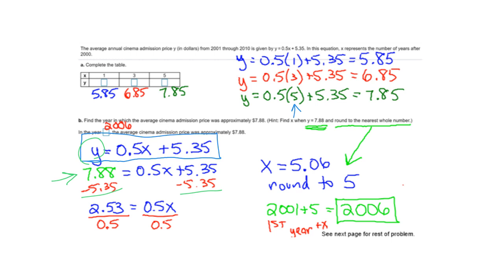But that's not telling me what year. That's telling me how many years after, but not actually which year. And so what I have to do is take my start year of 2001. That was my start year of all of my data. And I need to add 5 to that. And that's the year that the price was $7.88, give or take.